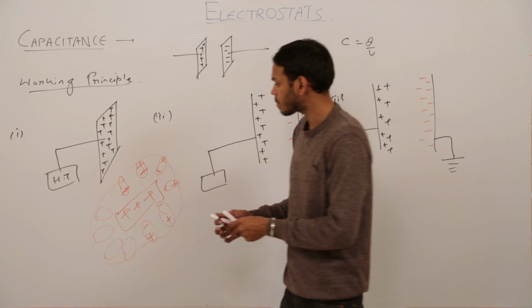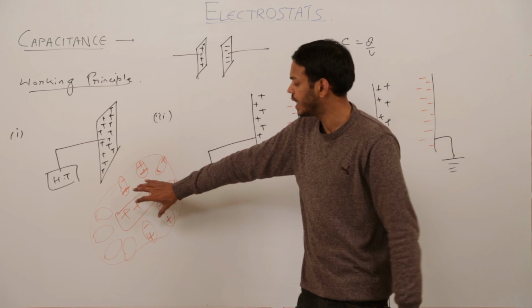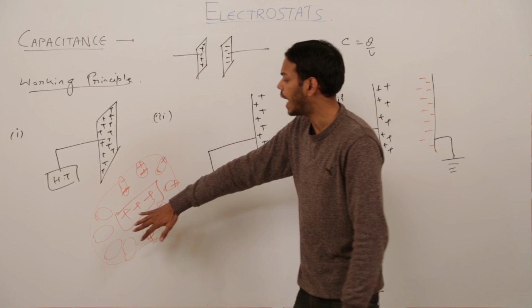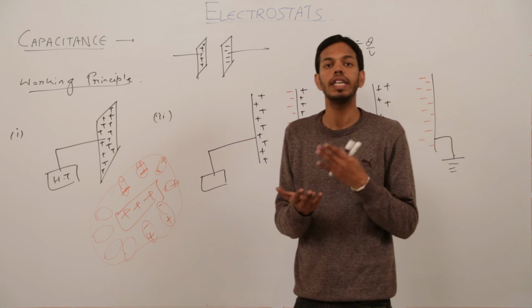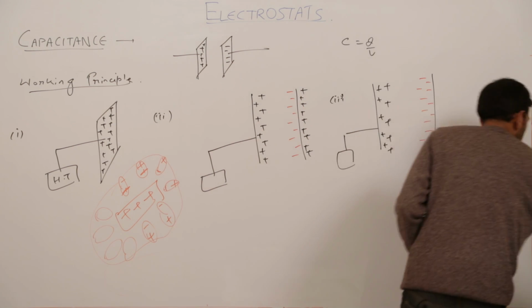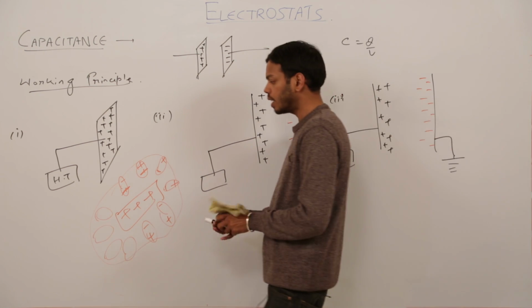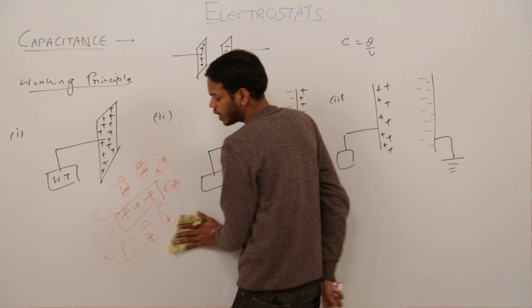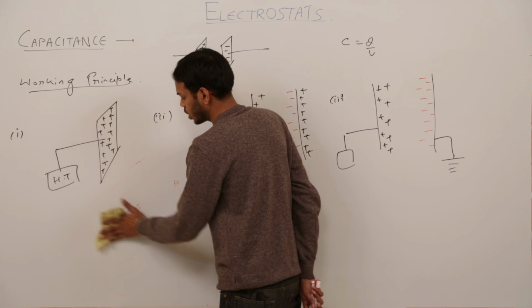If it is a very high charge, it will ionize the surrounding and charge will leak from the body. In simple way, what do we mean by ionization? The ionization potential of air is what? 3 into 10 raised to power 6 volts.